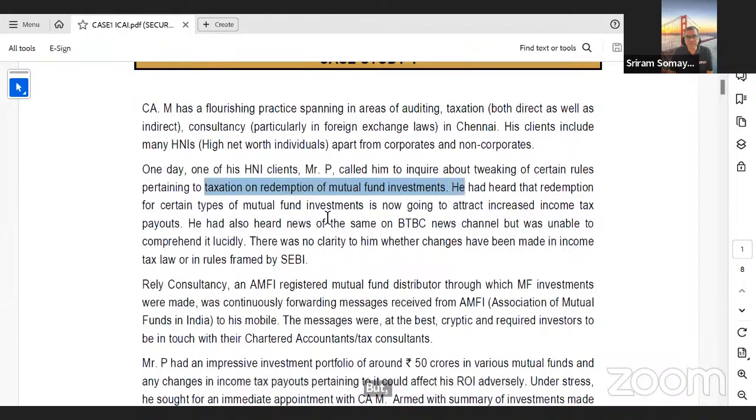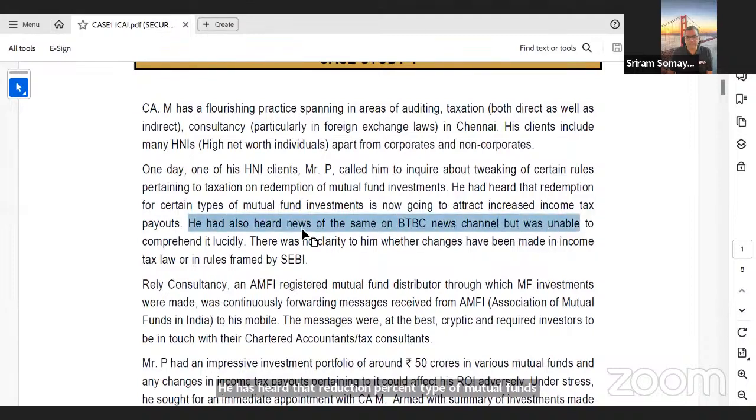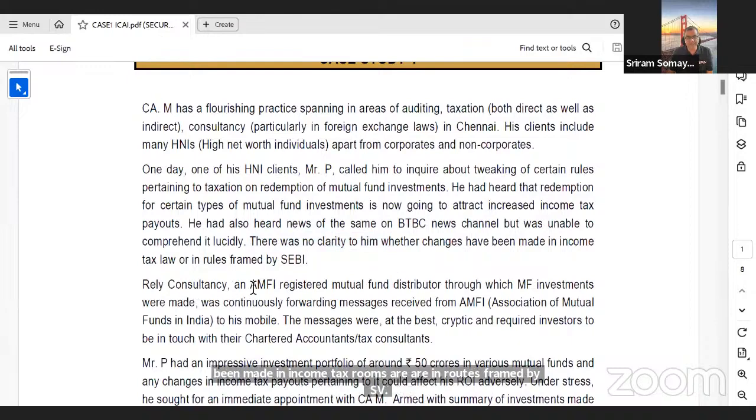He has heard that redemption for certain types of mutual funds is now going to attract increased income tax payouts. He has also heard news of the same on a news channel, irrelevant, but was unable to comprehend it lucidly. What is lucid? Lucid means clear. Okay. So I'm sure that ICAI will use some of these fancy language. Please don't bother about it. Just go ahead with the case. There was no clarity to him whether changes have been made in income tax rules or in rules framed by SEBI.